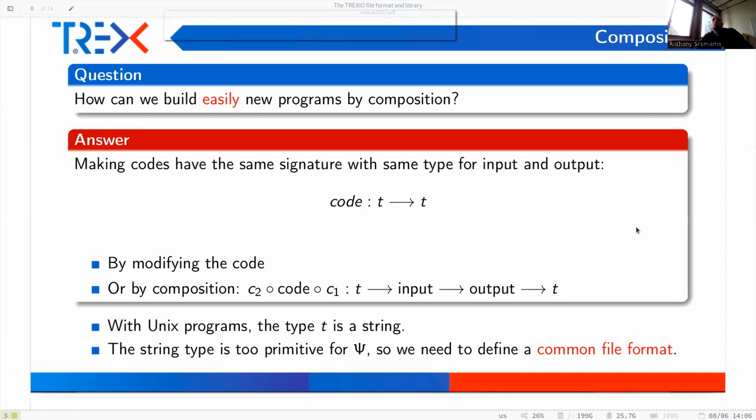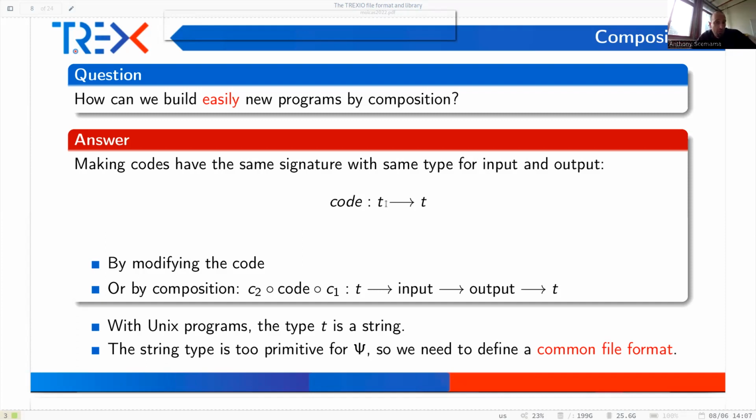So now we've tried to answer this question: how can we build easily new programs by composition? So the answer is to make codes have all the same signature with the same type for input and output. So just like for Unix philosophy, where it's a string and string, here we will try to have in the end our codes read the same file format and write the same file format.